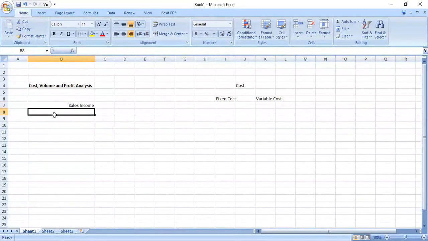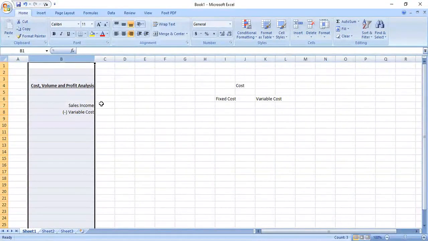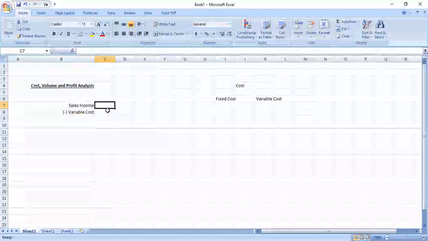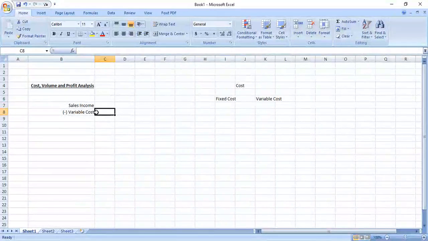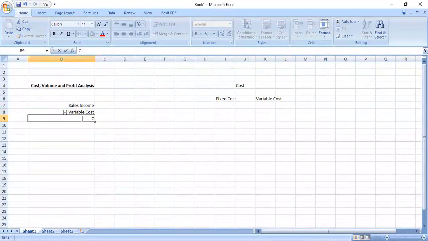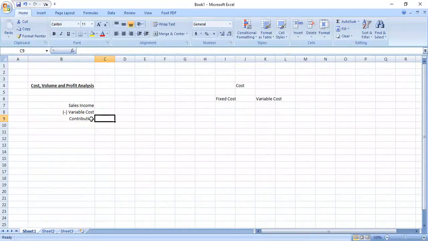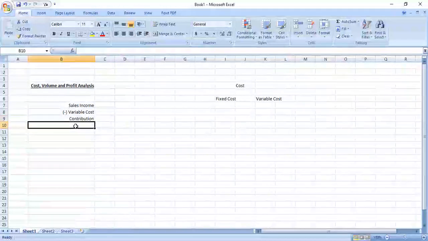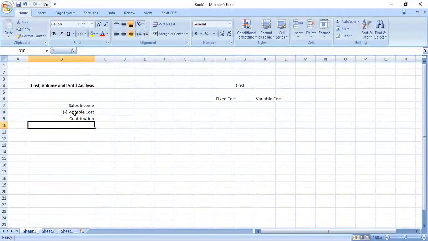Then from the sales income, you deduct the variable cost. Now I'm talking about total variable cost, total sales income, right? First we need the sales income, then we need the variable cost. If you deduct the variable cost from sales income, you get something called contribution. It's a new thing, huh? Learn it. You get something called contribution.